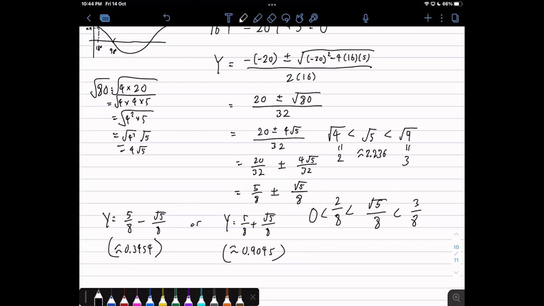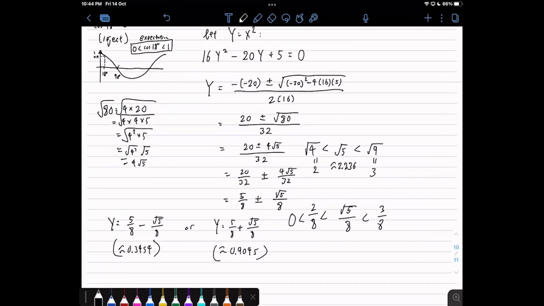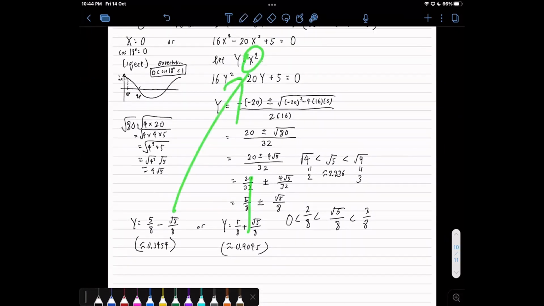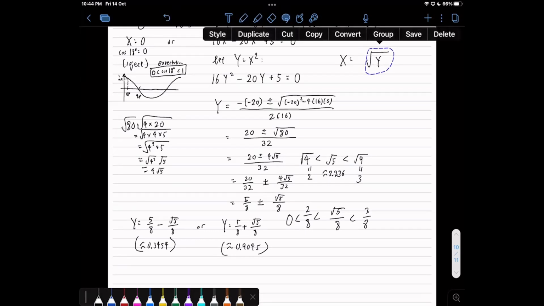Which one do you think should be the accepted answer for us to solve for x? Because you know the last step, right? The last step is to solve for x, which is just the square root of y. And you reject the negative root, of course, because x is cosine 18 degrees, which is a positive value.